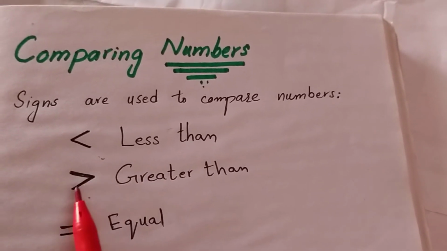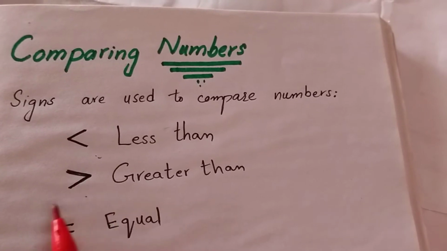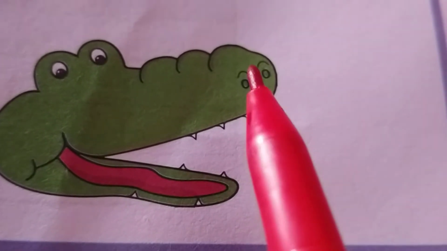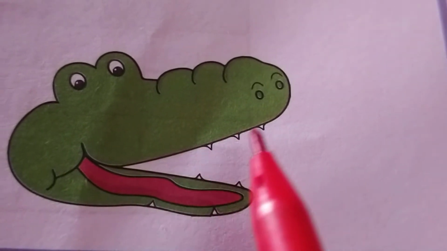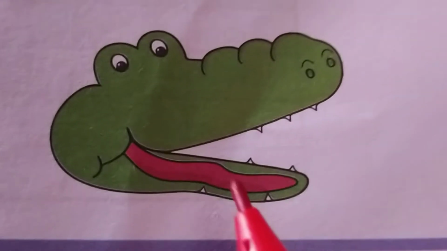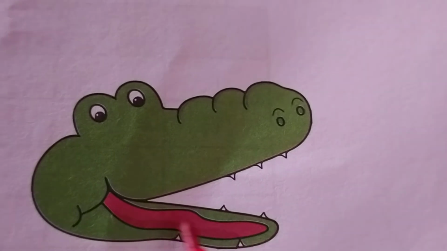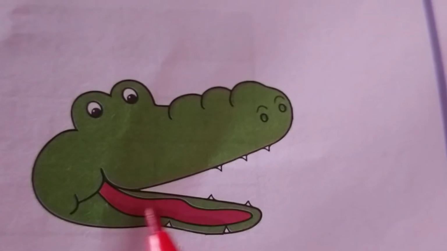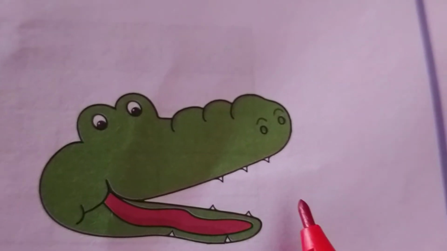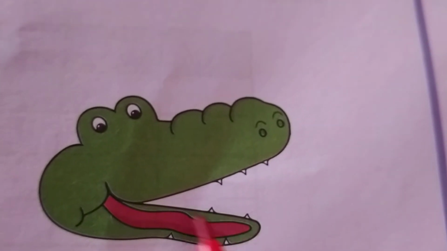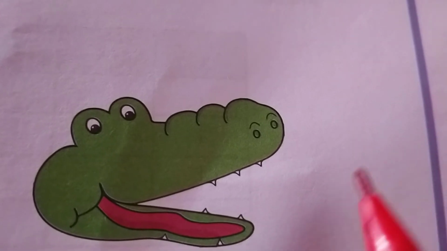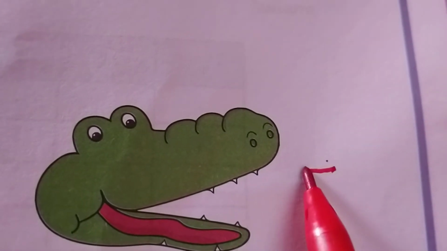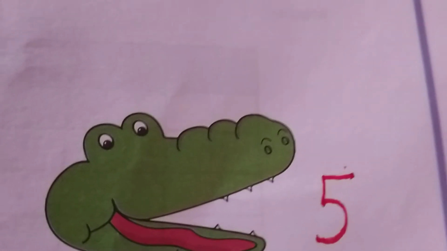The open side of the arrow looks like a crocodile face. The open side of the arrow points toward the crocodile face. The crocodile opens its mouth when the bigger value comes.